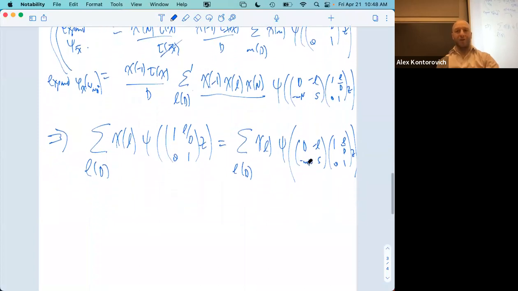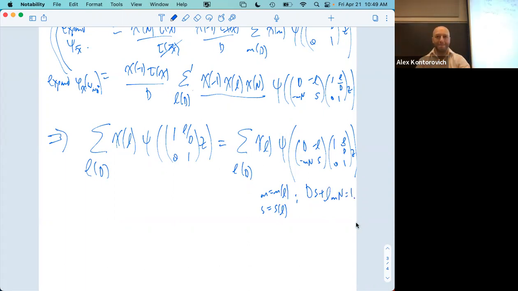M is determined by, S and M are determined by ds. So M is a function of L and S is a function of L, determined by such that ds plus LMN is equal to 1. This is a coprime sum, not that it matters.